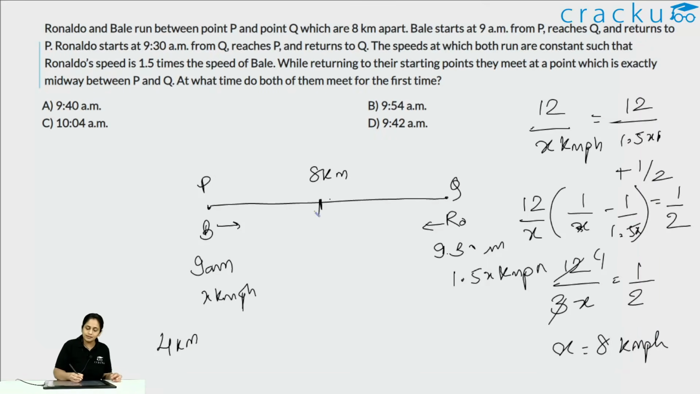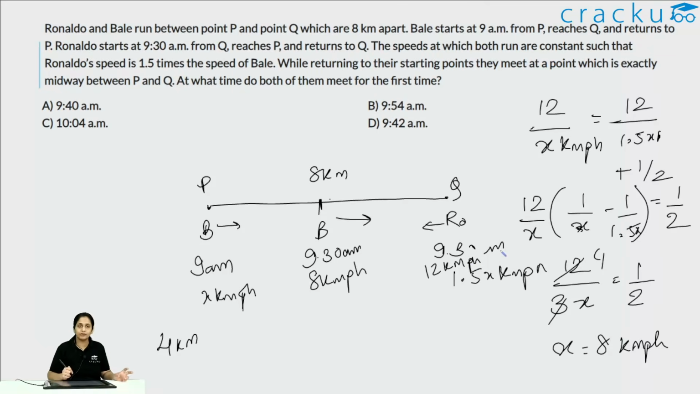So Bale is going to be here at 9:30, and at 9:30 AM both are essentially running towards each other. This guy at 8 kilometers per hour and this guy at 12 kilometers per hour. We can use relative velocity when we know that both are running. We shouldn't use it when one is stationary. For the first half hour Ronaldo is stationary, so that's not when we should use the concept of relative velocity. Now since both are running towards each other, what is the relative velocity?